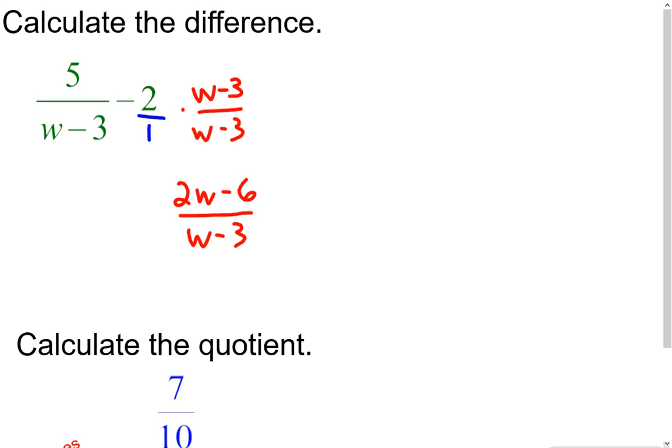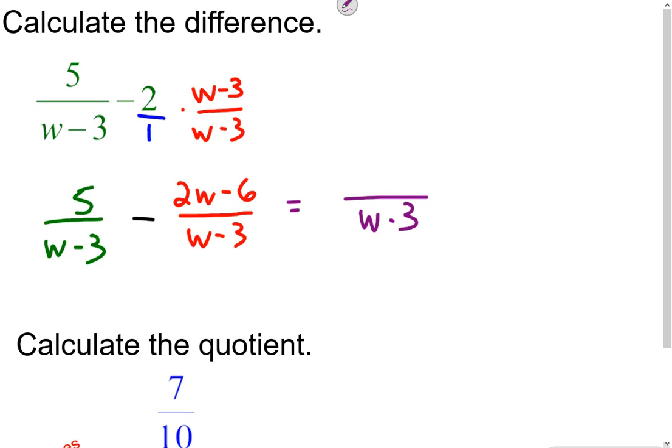My first fraction, that doesn't change. That's still the 5 and then over w minus 3. Notice we have our common denominators. We can now subtract. So when we subtract these two, we're going to end up with w minus 3 as our denominator.